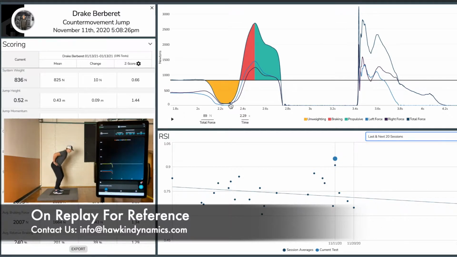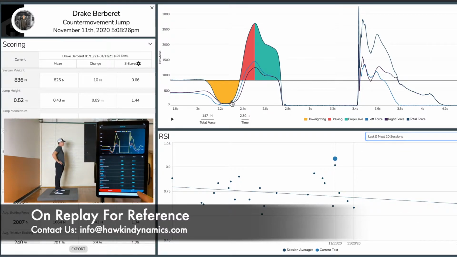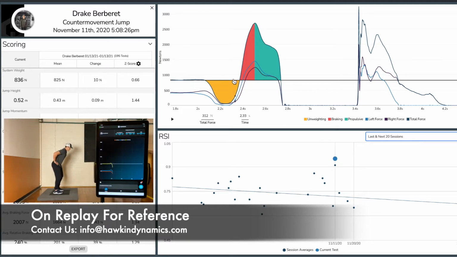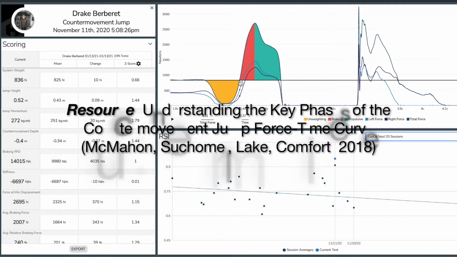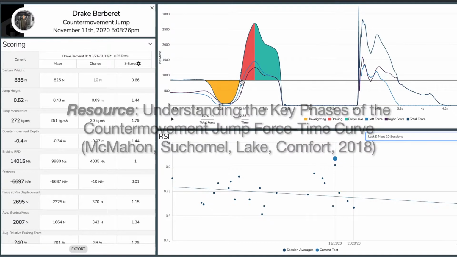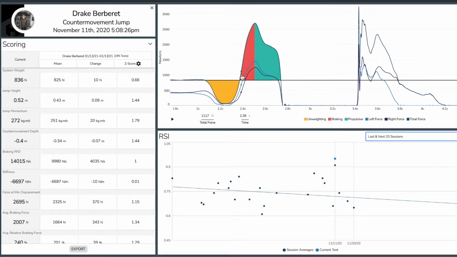Now, as soon as they start pushing in, they're still moving down in the jump visually. So if you're looking, they're not at the lowest position yet, but force is rising. So here, they're pushing into the ground. When they get above system weight, which is that line, that's when it becomes the braking phase, and that's when we start making this red here. So we don't call this eccentric phase because there's both concentric and eccentric muscle action still happening here during this braking phase.